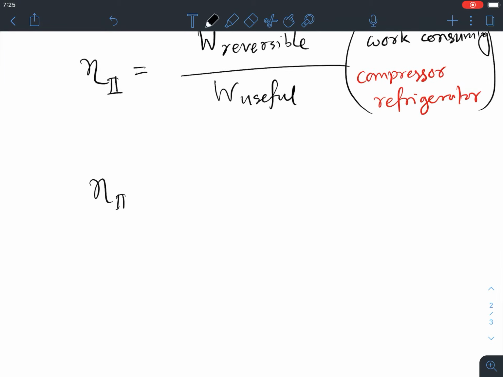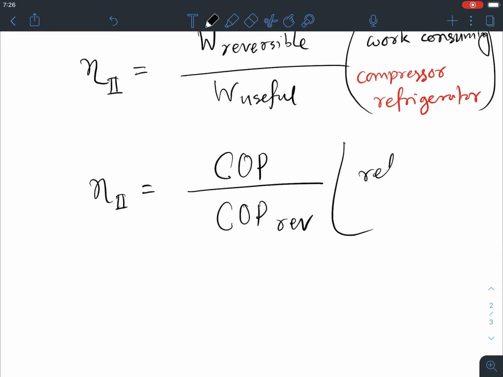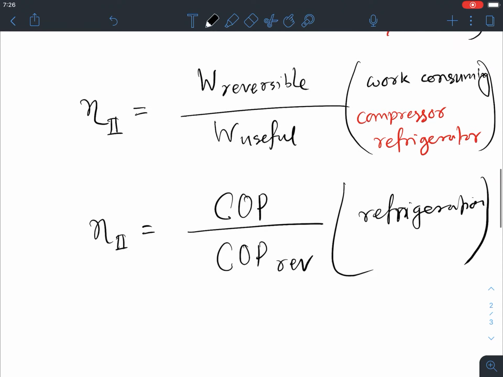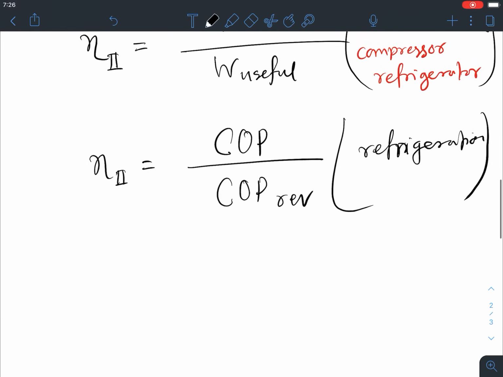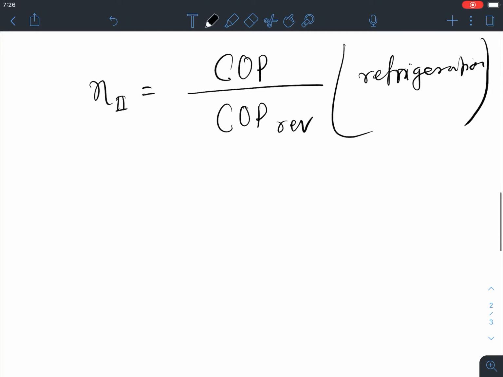And there is also a definition in the case of a refrigeration or air conditioning system. So what is this? The coefficient of performance divided by the coefficient of performance of the reversible cycle. So this is for the refrigeration cycle, right? Those are the formulas of efficiency.